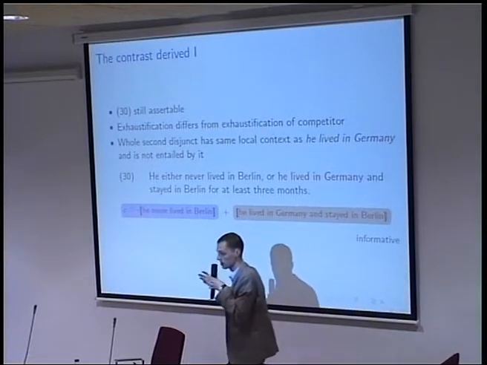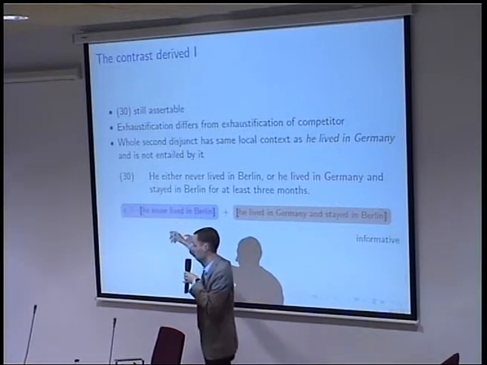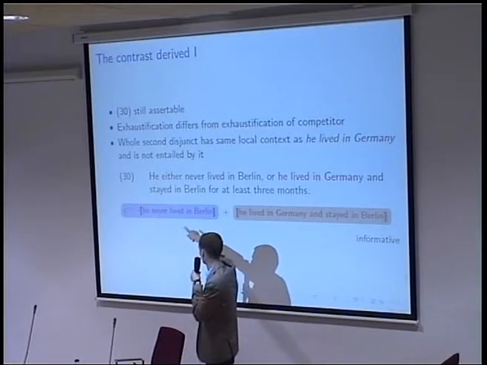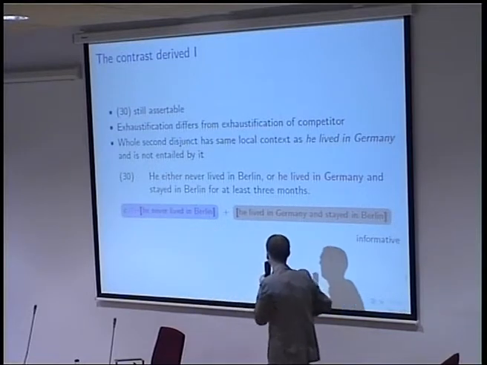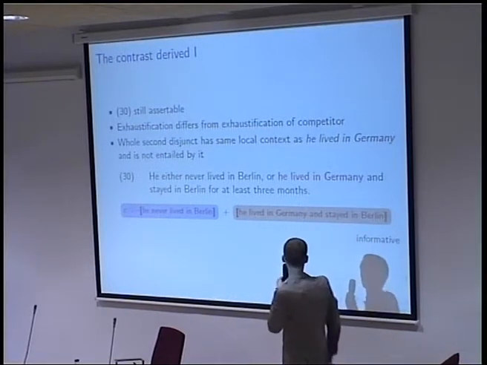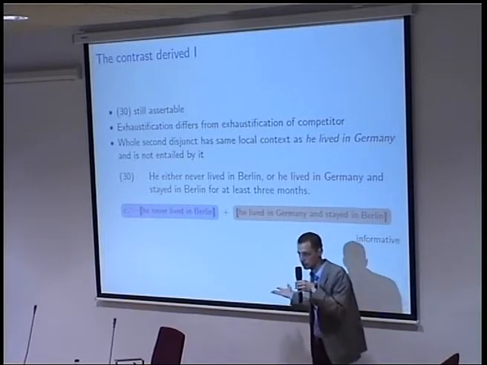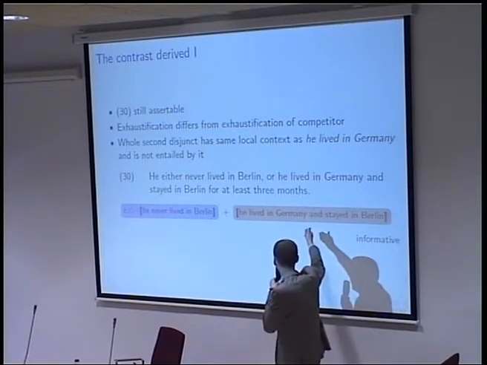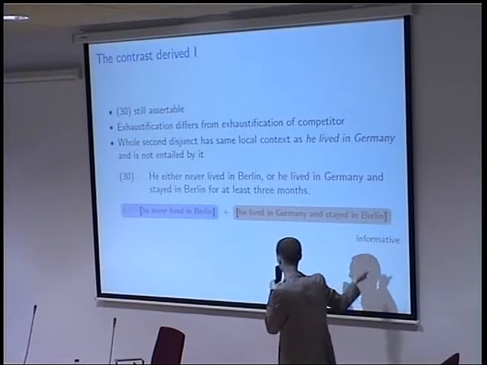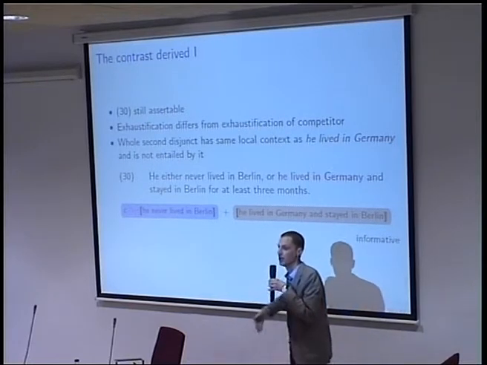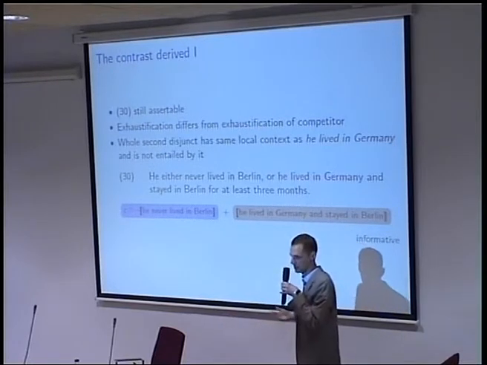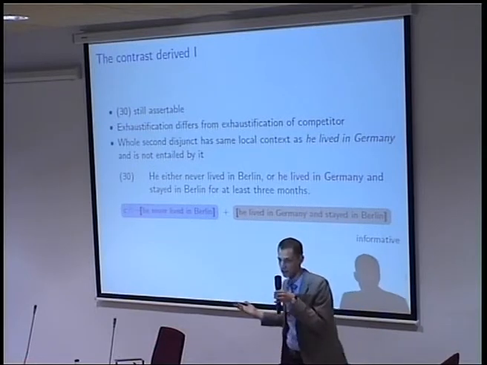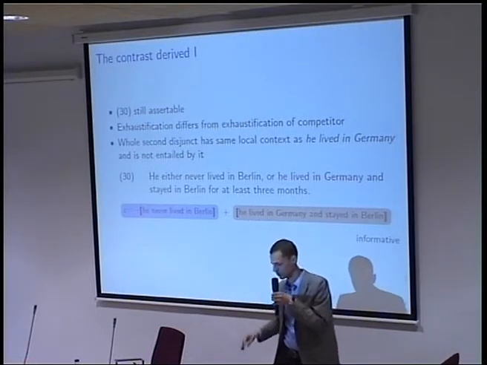And what you notice now is that when we look at the initial context updated with the negation of 'he never lived in Berlin', the whole second disjunct, 'he lived in Germany and stayed in Berlin', is not entailed. Therefore, 'he lived in Germany and stayed in Berlin' is informative in this local context. And as a consequence, 'he lived in Germany' is not redundant by our new condition.